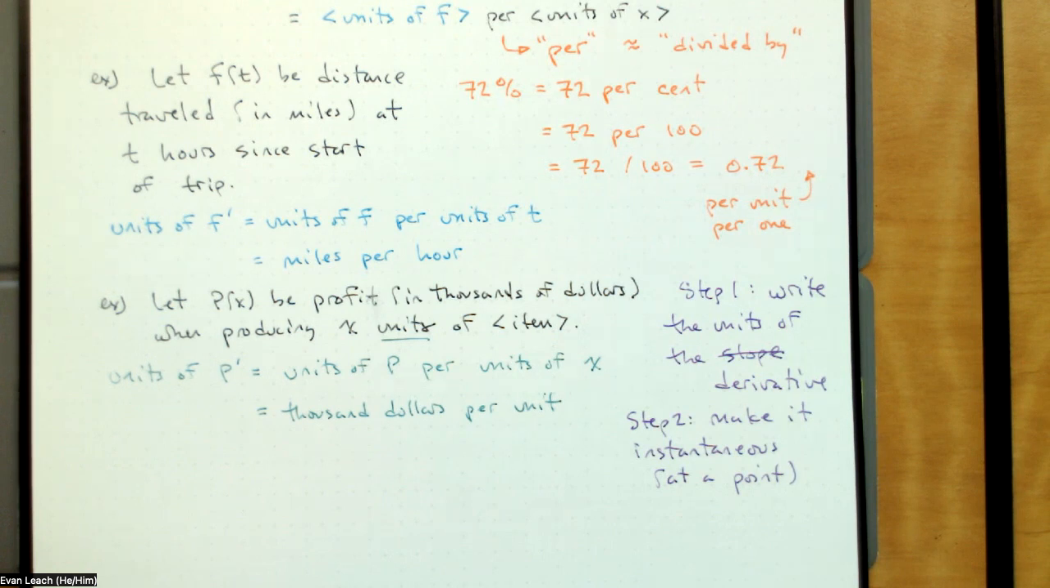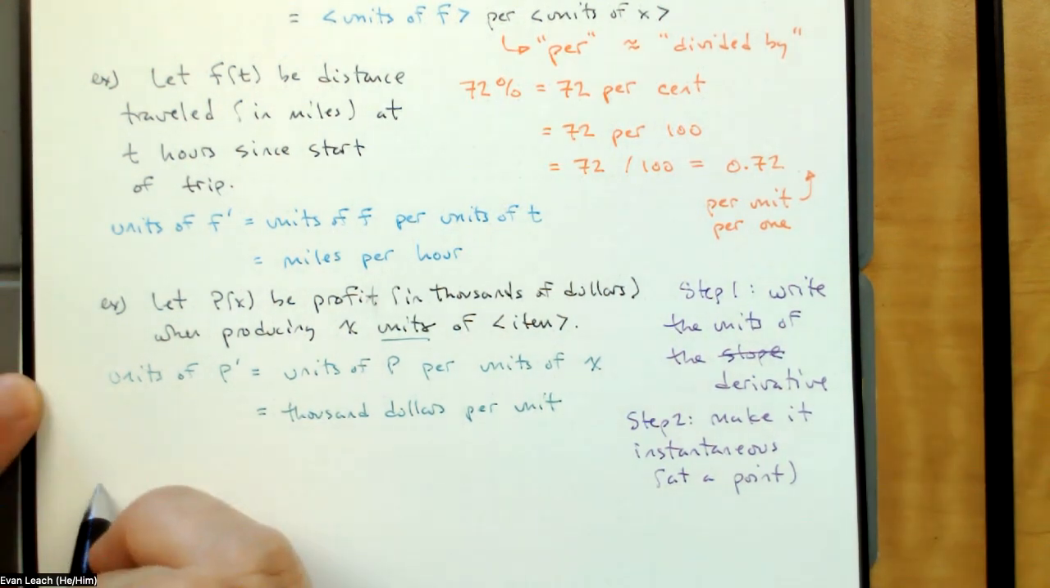So in our first example, f of t is the distance traveled in miles at t hours since the start of the trip. If we had, say, f prime of 3, this would be our instantaneous rate of change of distance in miles per hour after 3 hours. How fast we were going after 3 hours.